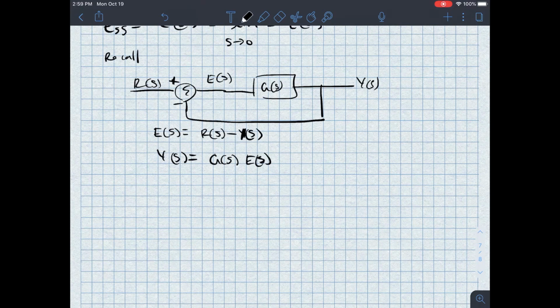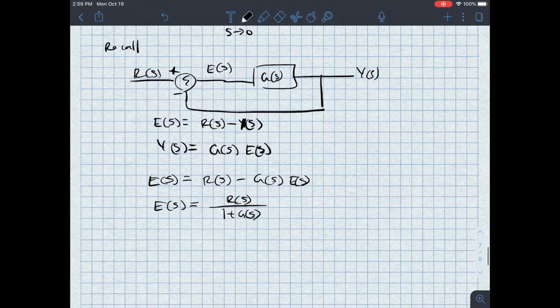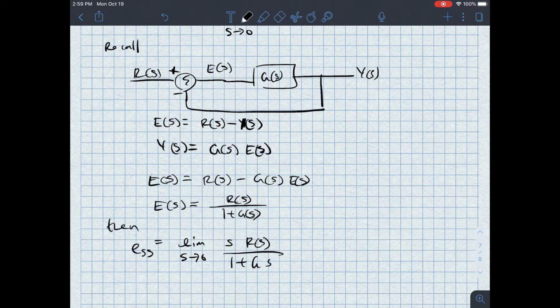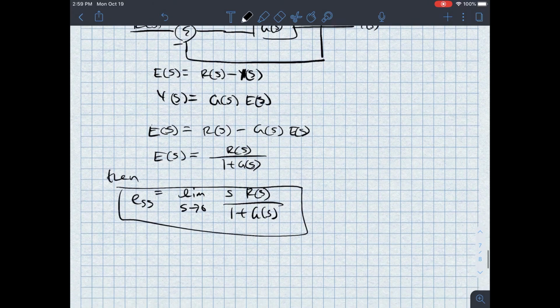So if I plug that in, that means that E of s is equal to R of s minus G of s E of s. Or in other words, E as a function of s is R of s over 1 plus G of s. So then the steady state error is equal to the limit as s approaches 0 of s times R of s over 1 plus G of s. This is my principal equation that I'm going to use.